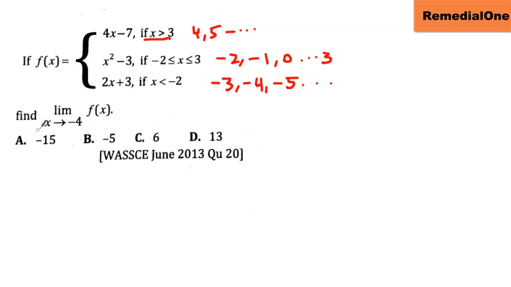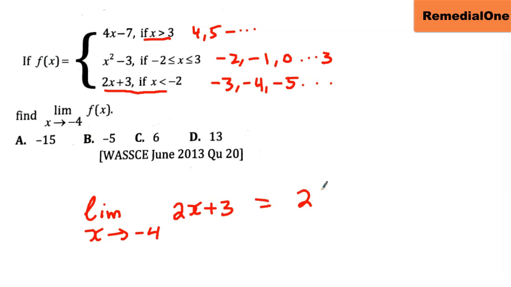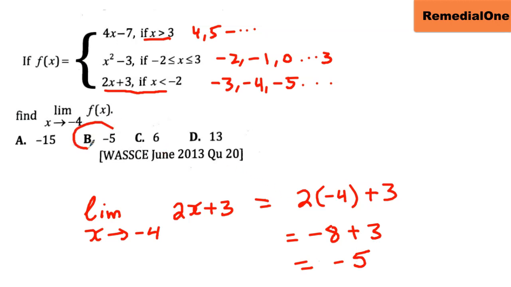Now they are saying we want to find the limit as x approaches -4. So where does it fall? We see that it falls in here. The limit as x approaches negative 4, we are going to put it into 2x plus 3, and that becomes 2 times negative 4 plus 3, which gives us negative 8 plus 3, and finally we get negative 5. That's our evaluation answer. So B is the correct option.